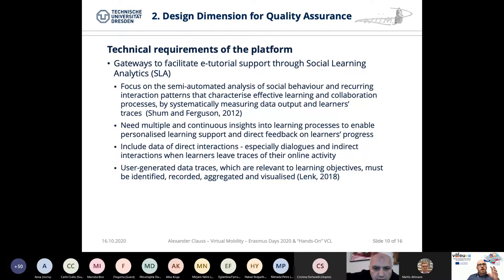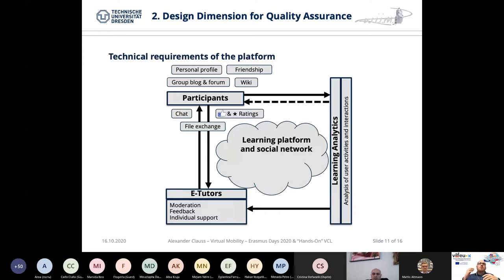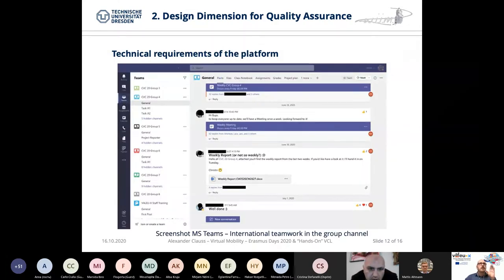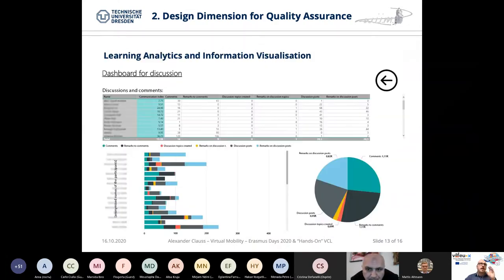social learning analytics are necessary. Social learning analytics focus on the semi-automated analysis of social behaviors and recurring interaction and learning patterns. To get those social learning data, we use a platform that is accessible for learning analytics, and while working with each other and communicating with each other, the participants leave data trails, and we use those data trails and analyze them. Like my colleagues already introduced, right now we're using Microsoft Teams for this, and our dashboards that support e-tutors and teachers look like this.